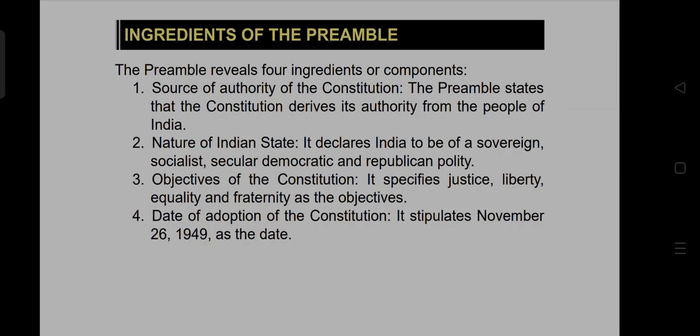Ingredients of Preamble. The preamble reveals four ingredients or components. First, source of authority of the Constitution. The preamble states that the Constitution derives its authority from the people of India. Second, the nature of the state. It declares India to be a sovereign, socialist, secular, democratic, and republic polity. Third, objectives of the Constitution. It specifies justice, liberty, equality, and fraternity as its objectives. Fourth, date of adoption of the Constitution. It stipulates November 26, 1949 as the date.